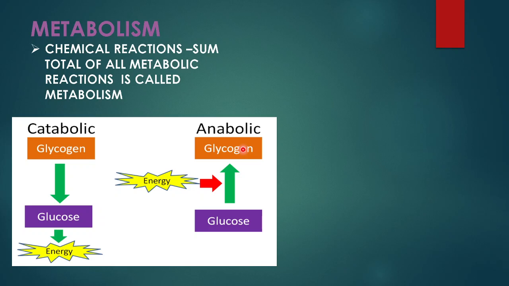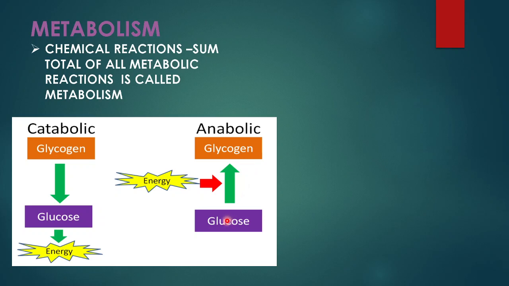In photosynthesis, what happens? The molecules carbon dioxide and water react together through the process of photosynthesis and, following the entire process, finally lead to the formation of glucose and starch. So we call it anabolic, a building up process.